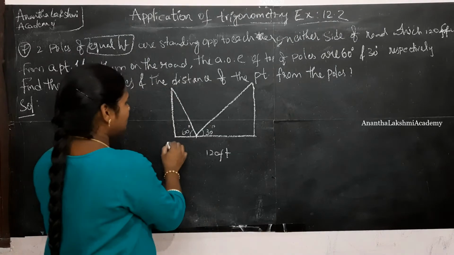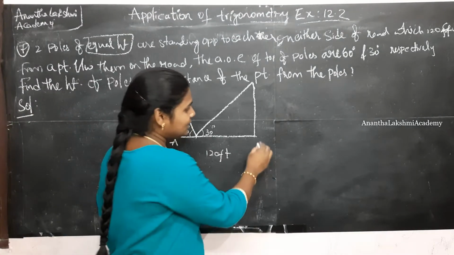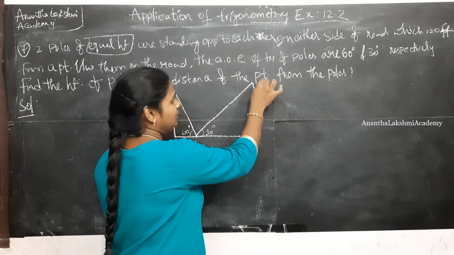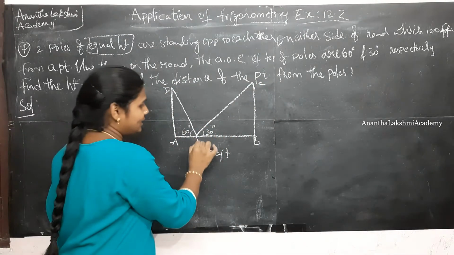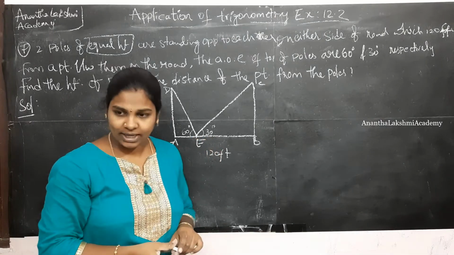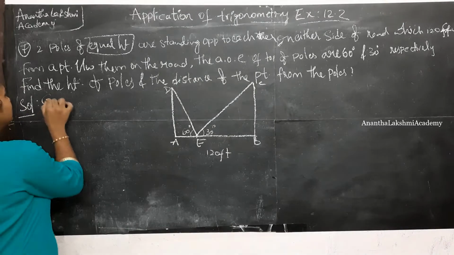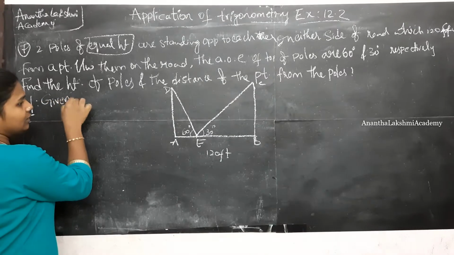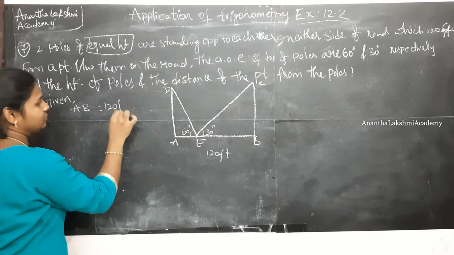So let us assume this is pole A and this is pole B. Let me name them as C and D. Now this point is nothing but E. So for us, given AB is equal to 120 feet.